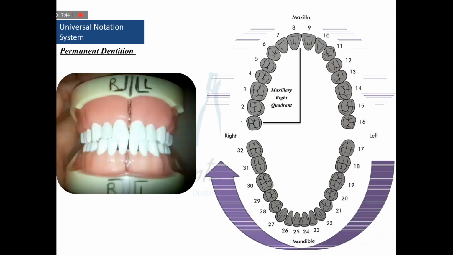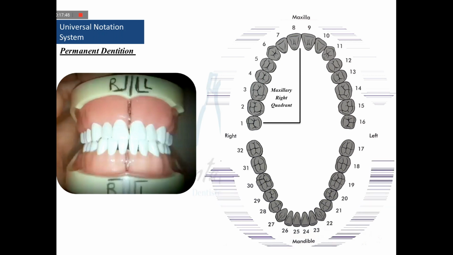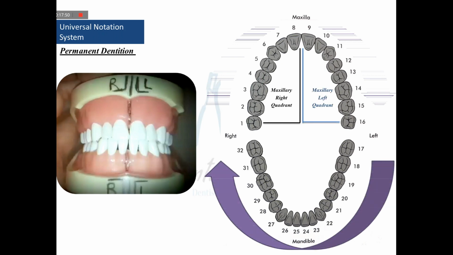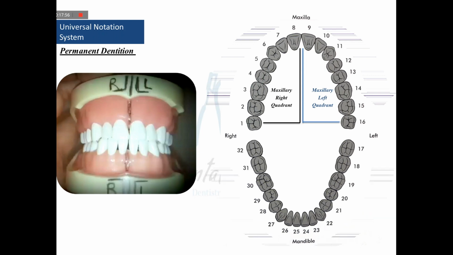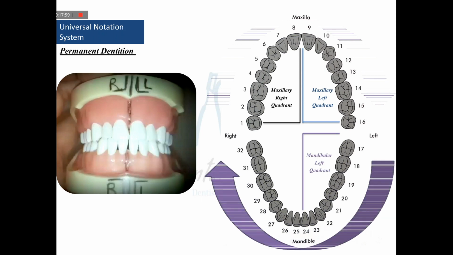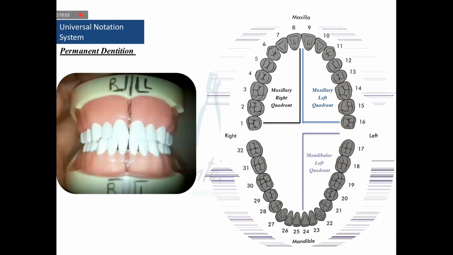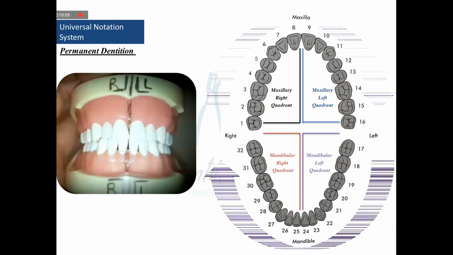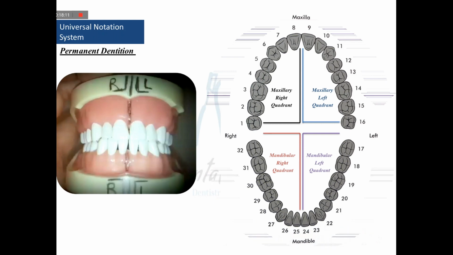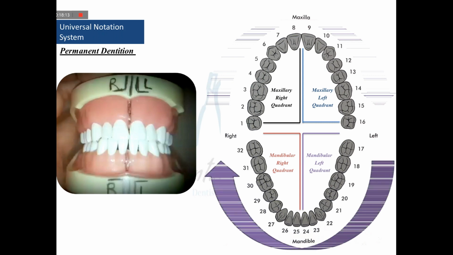So we can see here that for the maxillary right quadrant we mark the teeth from 1 to 8, whereas for the maxillary left quadrant we mark the teeth from 9 to 16. That makes up a total of 16 teeth in the maxillary arch. Then we started to count the mandibular left quadrant teeth, from 17 to 24, and continued for the mandibular right quadrant from 25 to 32. Now let's go through the video illustration and quickly wrap up.